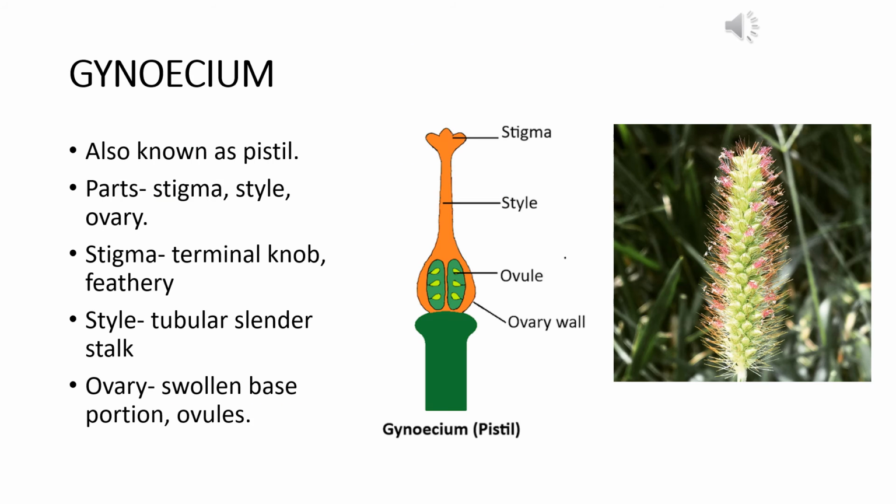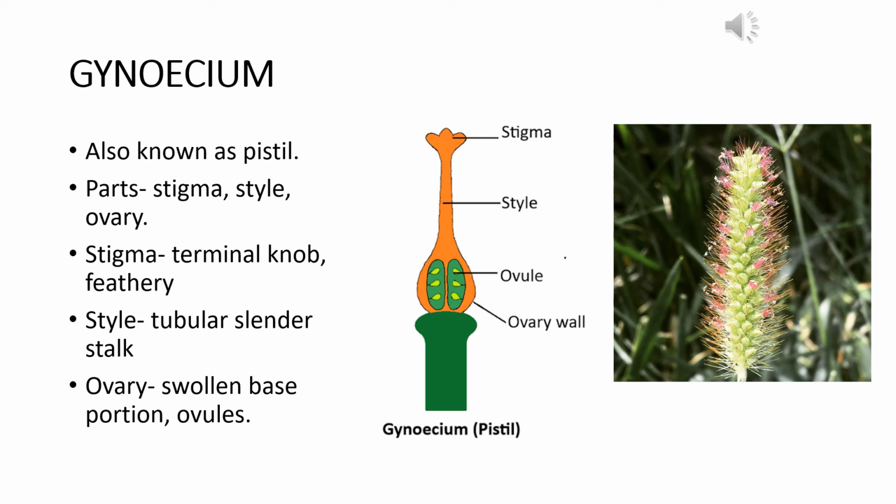The fourth and the innermost whorl of the flower is called gynoecium or pistil or the female reproductive part of the flower. It also has different parts. At the top of it, it has a stigma, which might have a feathery appearance in some of the flowers. An example picture is given on the right side. Then there is a stalk which is connecting the stigma with the ovary at the base. That stalk is called style.